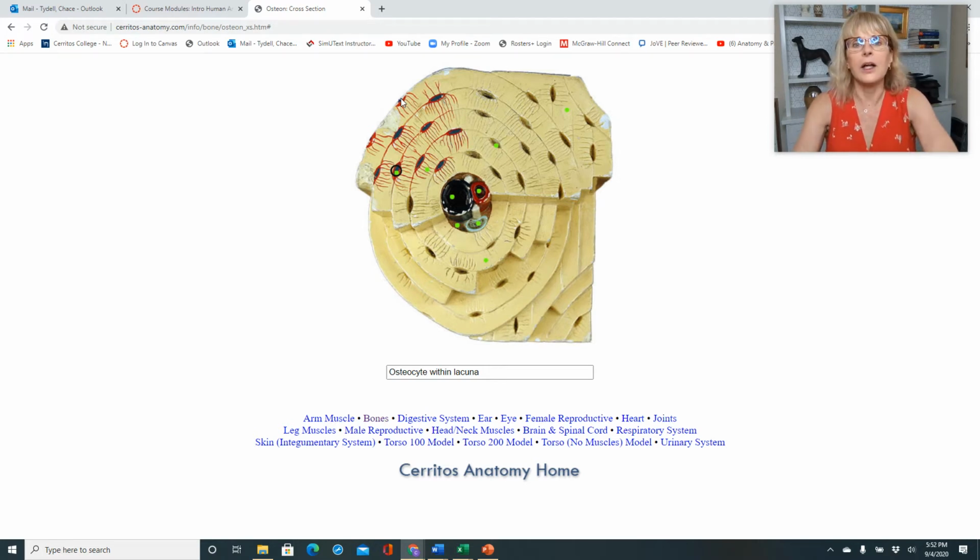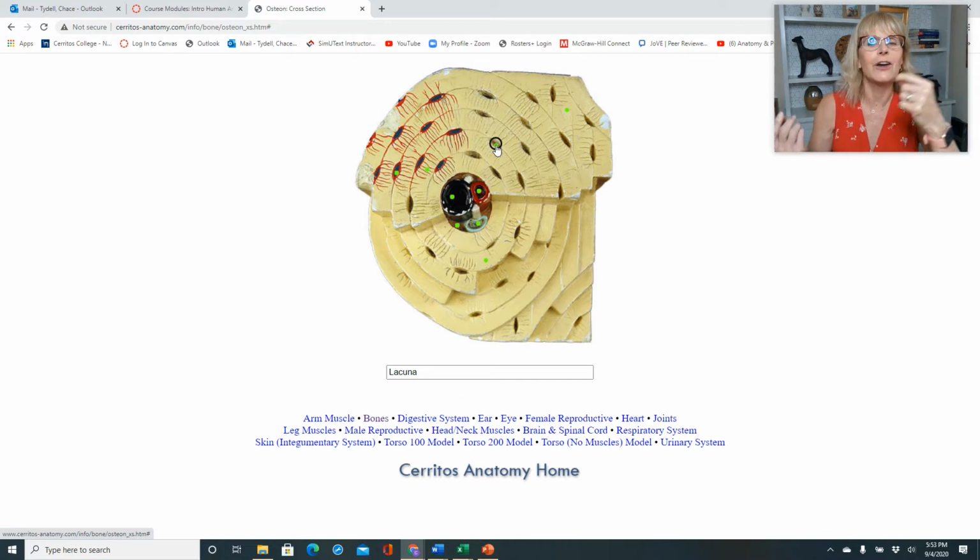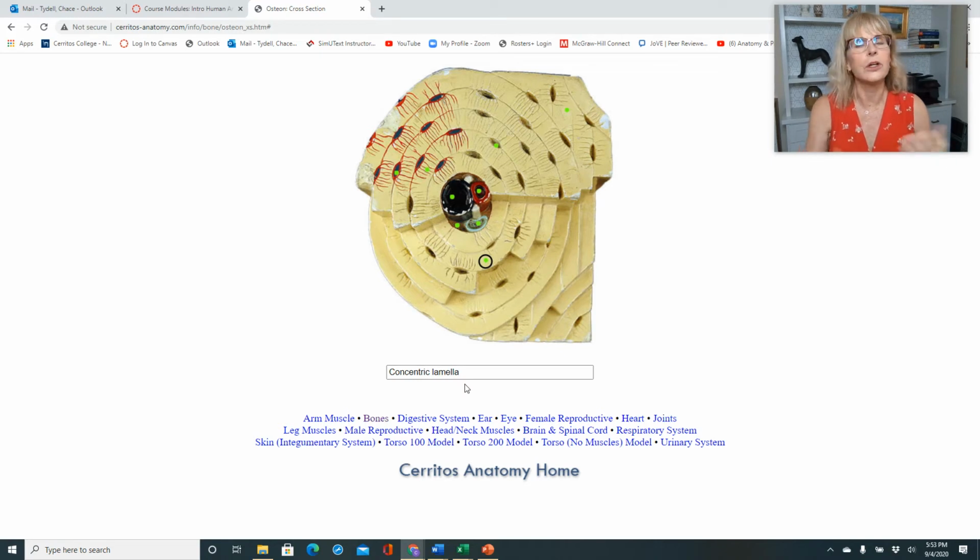Let me also emphasize that those little holes that the osteocytes are stuck in for the rest of their lives are called lacunae, and that these rings of matrix are called lamella. You can call them a concentric lamella, but lamella. So this whole thing is an osteon in cross section.